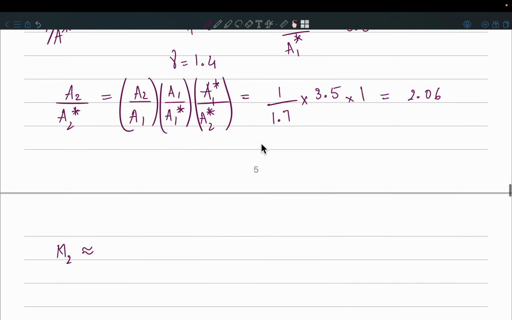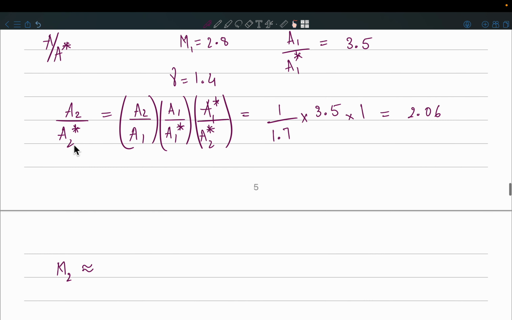So, what you had to do was, after finding this area ratio, A2 by A2 star, you got 2.06. You go to the gas table. For that particular area ratio, A by A star, you will see there are two Mach numbers. It can be some supersonic and subsonic value. So, you have to choose the supersonic value, isn't it? Okay. So, from the gas tables, you got this as 2.25. So, I'll take this as 2.25. Yeah, so this is fine.